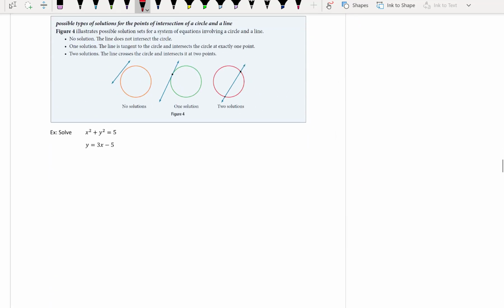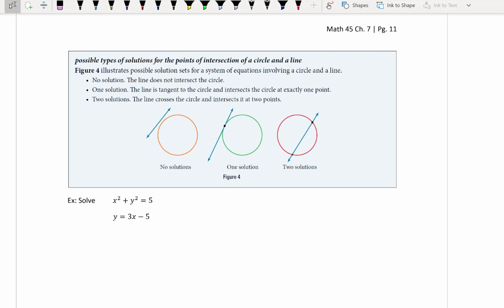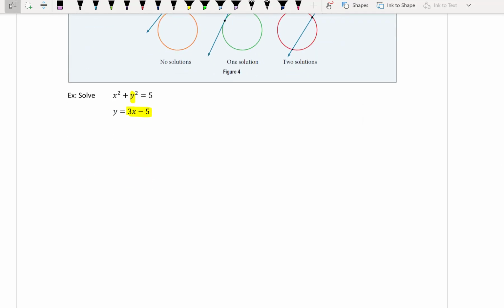Moving on to our second problem, now we're going to have a circle and a line. Again, you have your choices: you can do substitution or you can do elimination. I'm going to do substitution because I see that the y variable is isolated, so I can plug that all in. From my first equation, x squared plus y squared is equal to 5, and what I'm plugging in there is 3x minus 5.